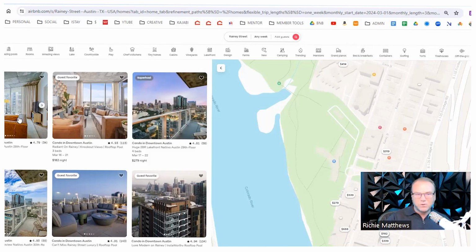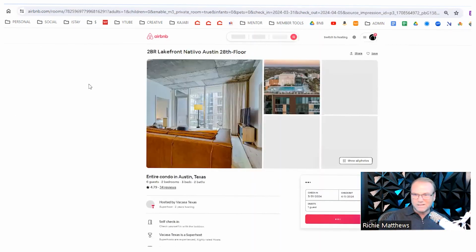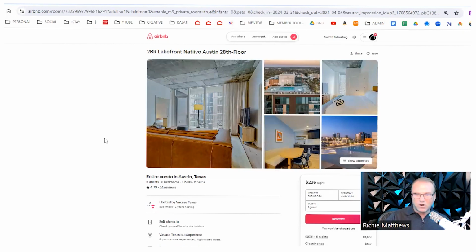The second thing I do is I judge their photos. Now, again, this isn't fact, but I want to see, are they using professional photos or not? I really can't tell by this. I like the photo arrangement. They're showing a dedicated area here that you can use as an eating area. Perhaps you can work here on a laptop. So that's actually very smart.